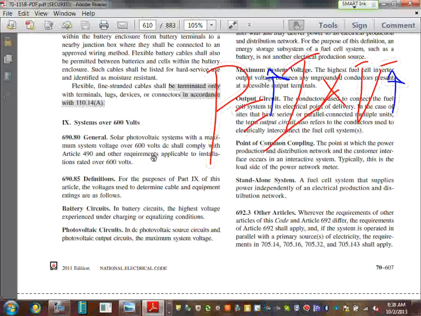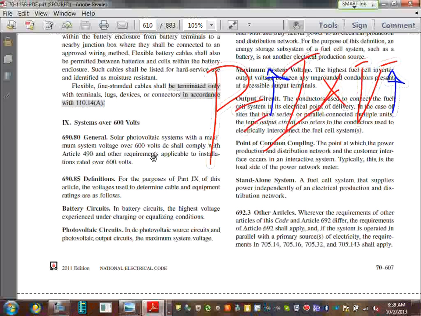The name of the game: are you going to add more solar panels or more strings? You start adding panels, adding the voltage. There's a limit to how much voltage you can go before you exceed 600 volts. Then you start adding strings. Any comments, guys? Any questions? Comments, questions about the solar photovoltaic system? I think that's all we have here.